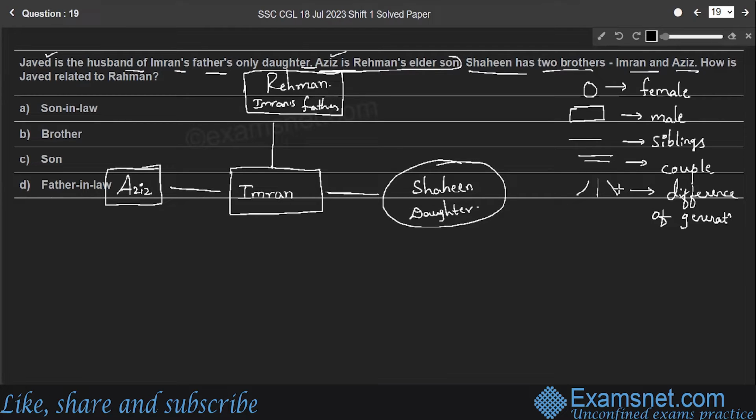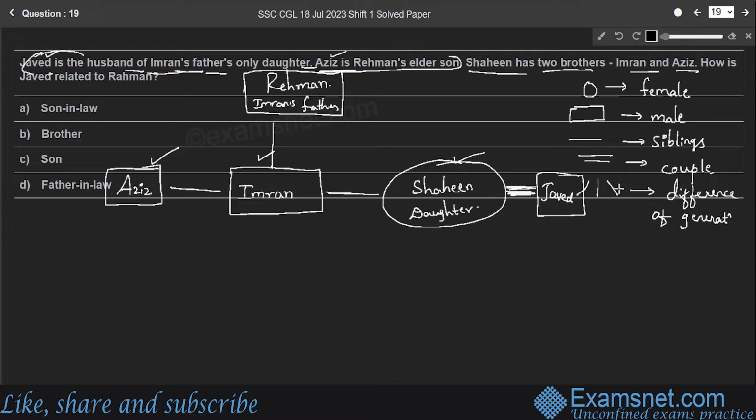Imran's father is Rahman, who has two sons. Elder son is Aziz, so another son is Imran, and he has a daughter, Shahid. Right? Then one more point is left. Javed is the husband of Imran's father's only daughter. That means Javed is the husband of Shaheen. Therefore, Shaheen and Javed are a married couple. Javed is a male, right? A married couple uses double or parallel lines, right?